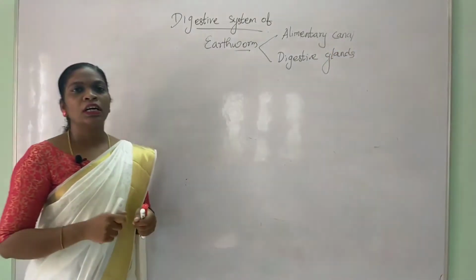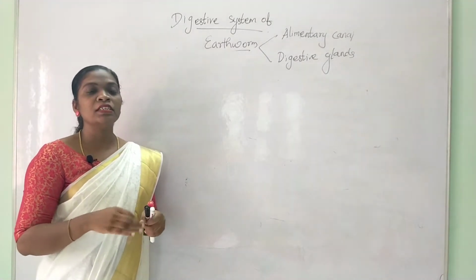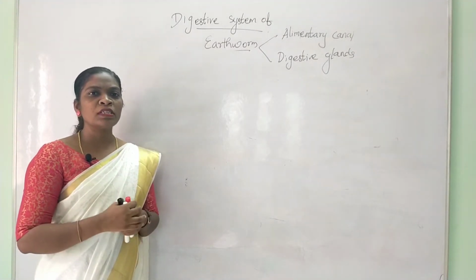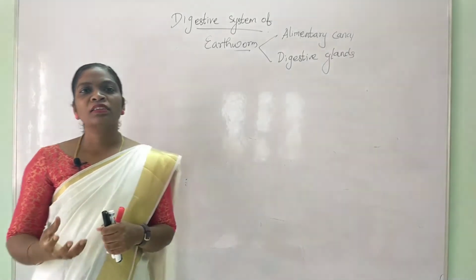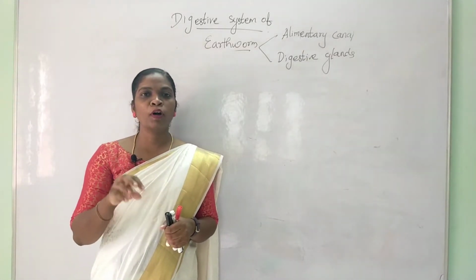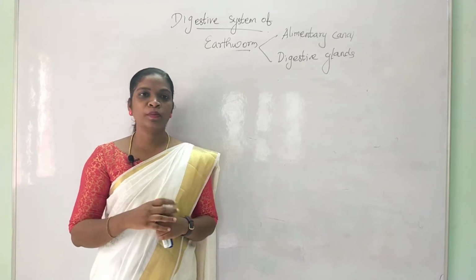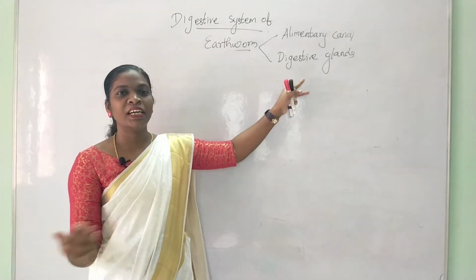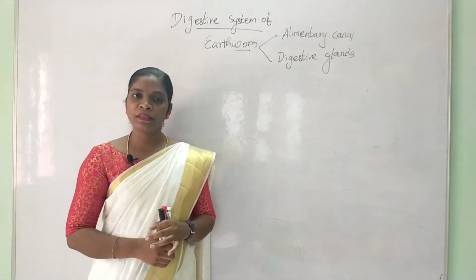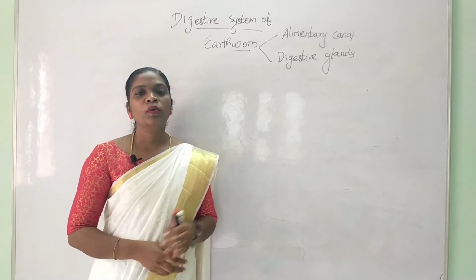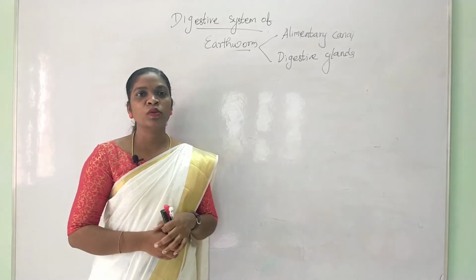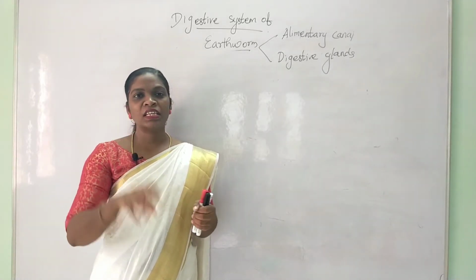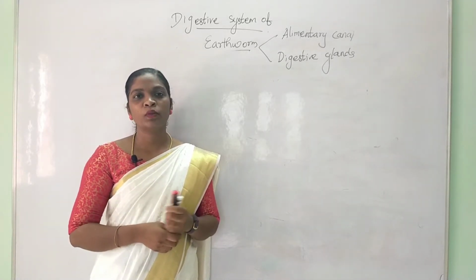The digestive system in earthworm is known as complete. Why is it known as complete? Because it contains all these structures that can perform different functions of digestion, and it has glands to secrete enzymes to digest the food substance also. That is why the earthworm alimentary canal is known as complete. Okay, we'll see in detail about the complete structure of earthworm.